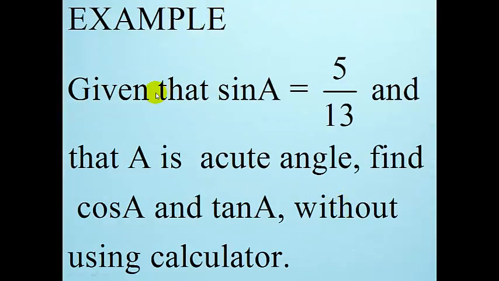Now, example. Given that sine A is equal to 5/13 and that A is an acute angle, find cos A and tan A without using a calculator. So we are given sine A to be equal to 5/13, where A is an acute angle, and you know that an acute angle is an angle that is greater than 0 degrees but less than 90 degrees. We are asked to find cos A and tan A. Now let's see how best we can solve this problem.